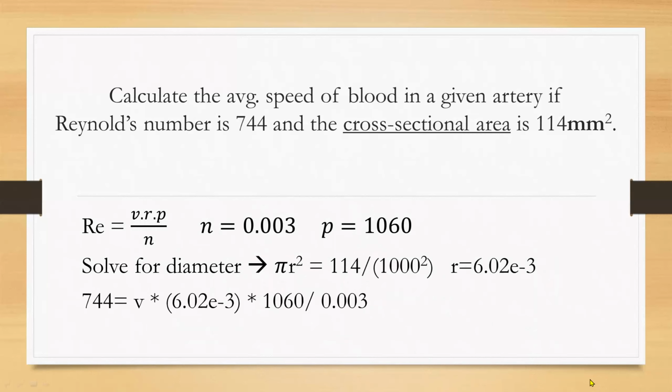So here we can see velocity times the radius, which is 6.02 times 10 to the minus 3. This we found out from the area, so we have to find out the velocity. We found R. We know the rho and eta, which are given. I think you might have to remember the rho value; the eta value would be given in the exam, most probably. I don't remember. Okay, so here you get the velocity of 0.35 meters per second.